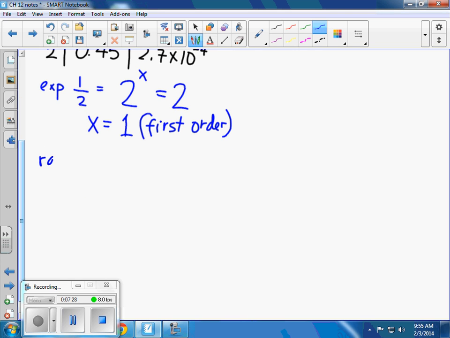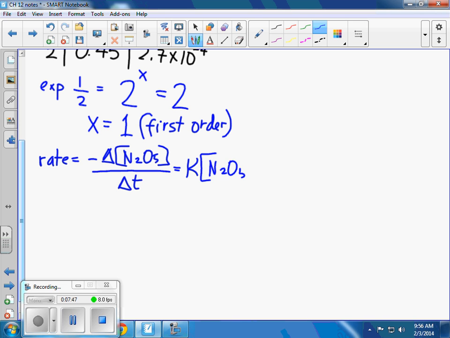So we wrote down that our rate is equal to the decrease, the change in our reactant over our change in time. We said that it has to be done experimentally. So our rate law is going to be our constant K times the concentration raised to the X power. So that's what our rate law is going to be. So we just determined that our rate is going to be K times the concentration to the first power. So what does this all mean? So this is our rate law.